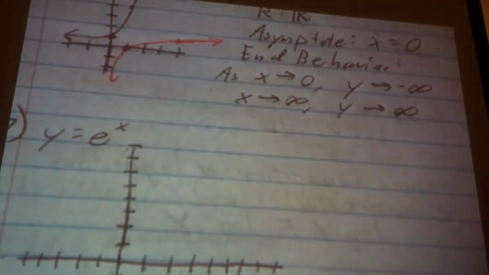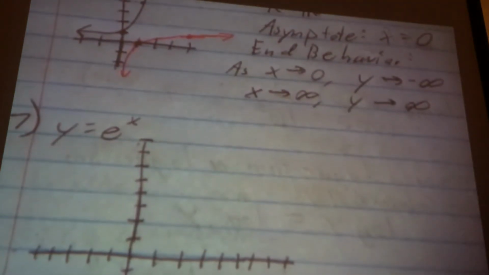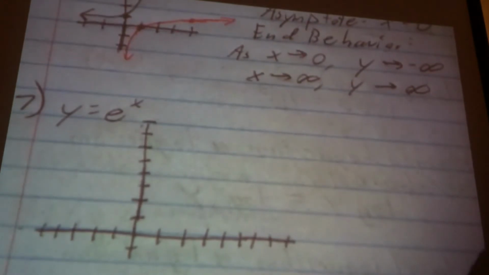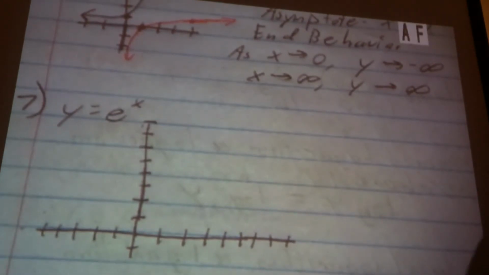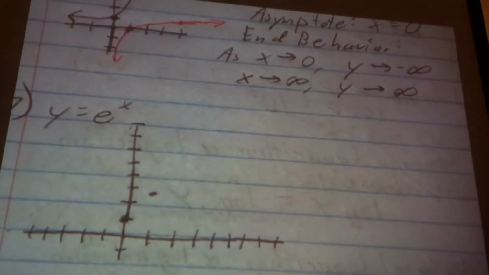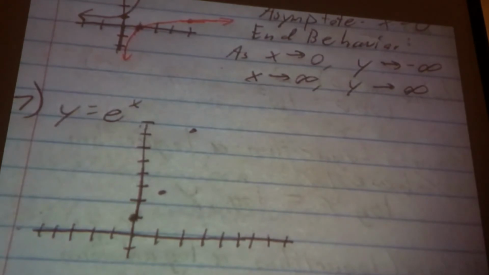Actually, this one we'll do together, just because e squared's kind of a weird number. Okay, so we know e to the power of 0 is 1. E to the power of 1 is 2.7. And then e squared is roughly 7.7, I think. If I remember what I put in earlier. Oh, 7.4.